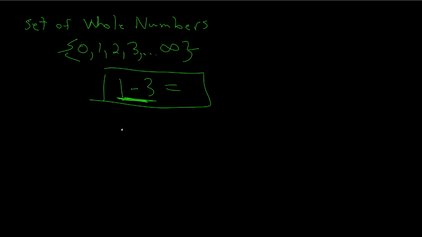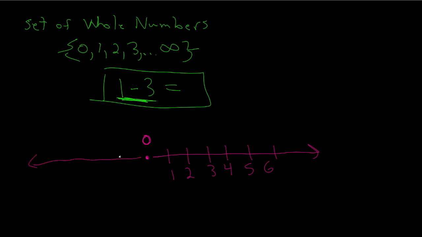So what we do is we take 0 and we fix it as an origin, and we can go positively, which is generally done to the right, with the whole numbers. And then we can go negatively, which is generally to the left, with what we'll call negative numbers. And so the negative sign shows direction.